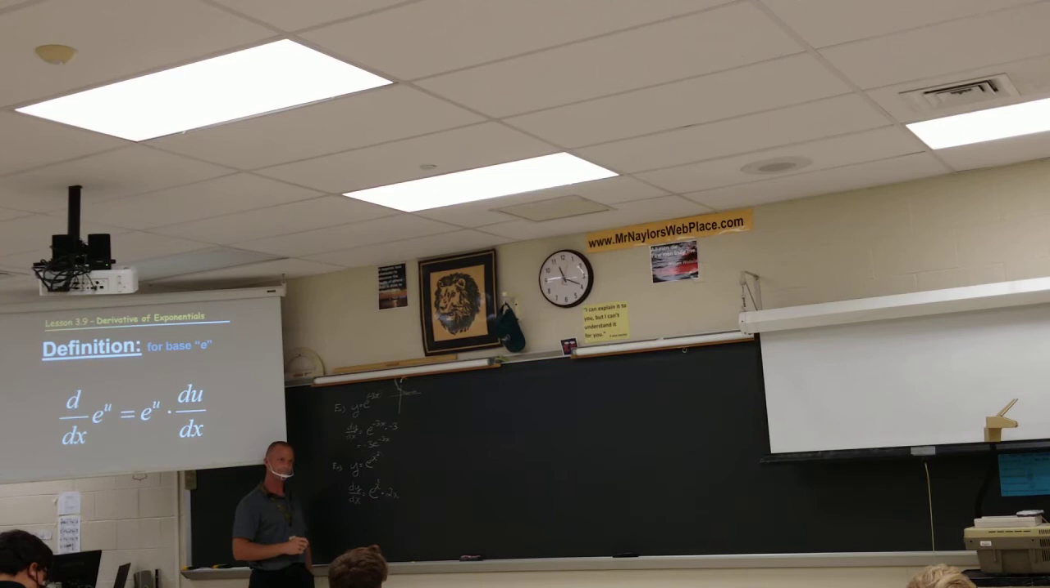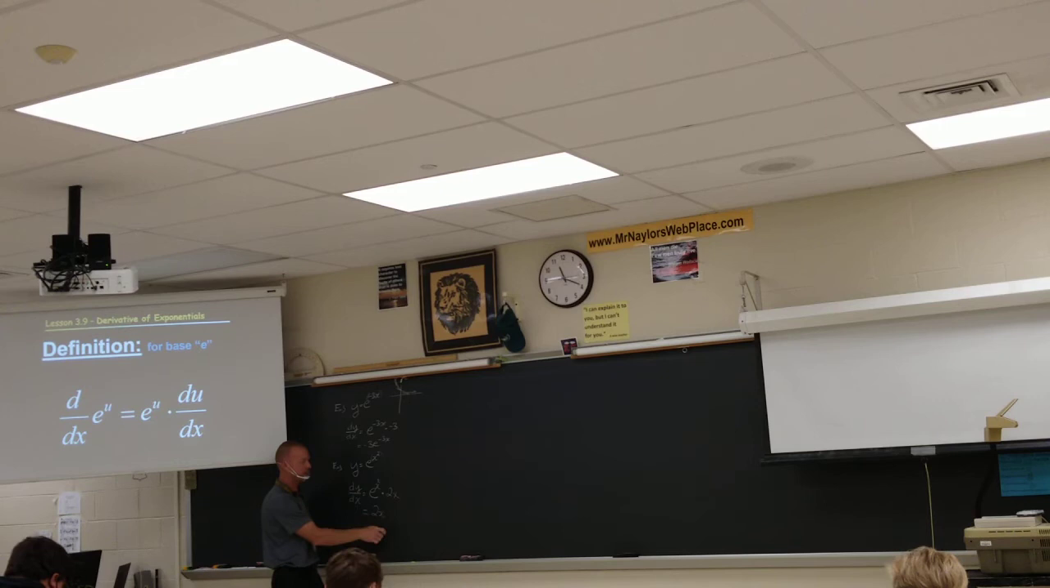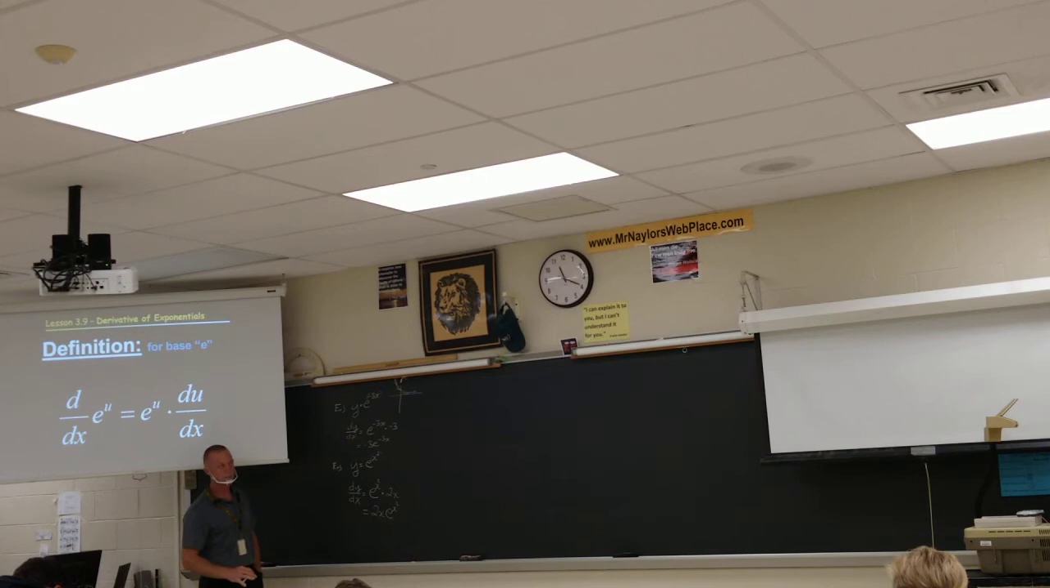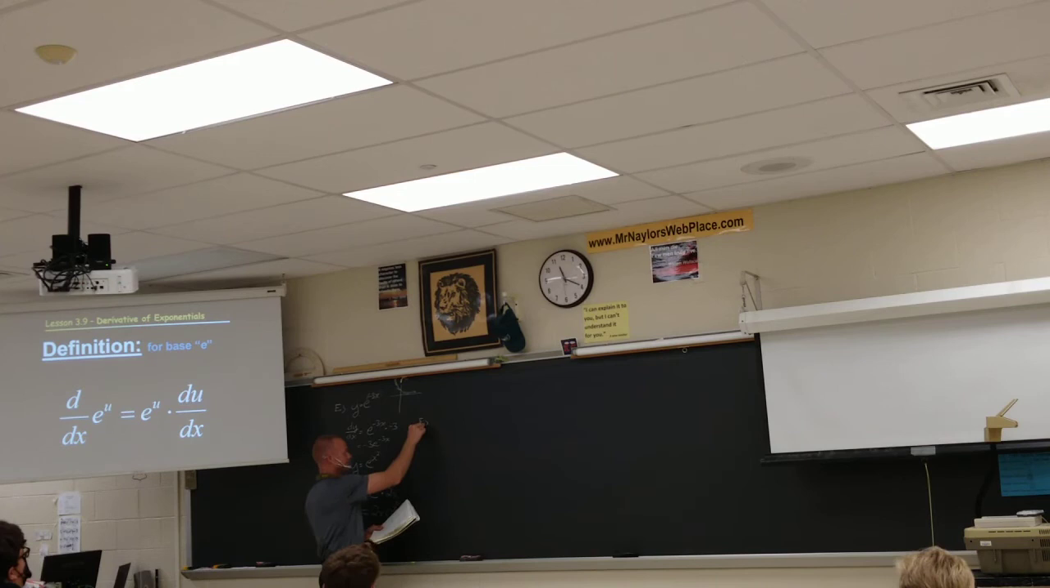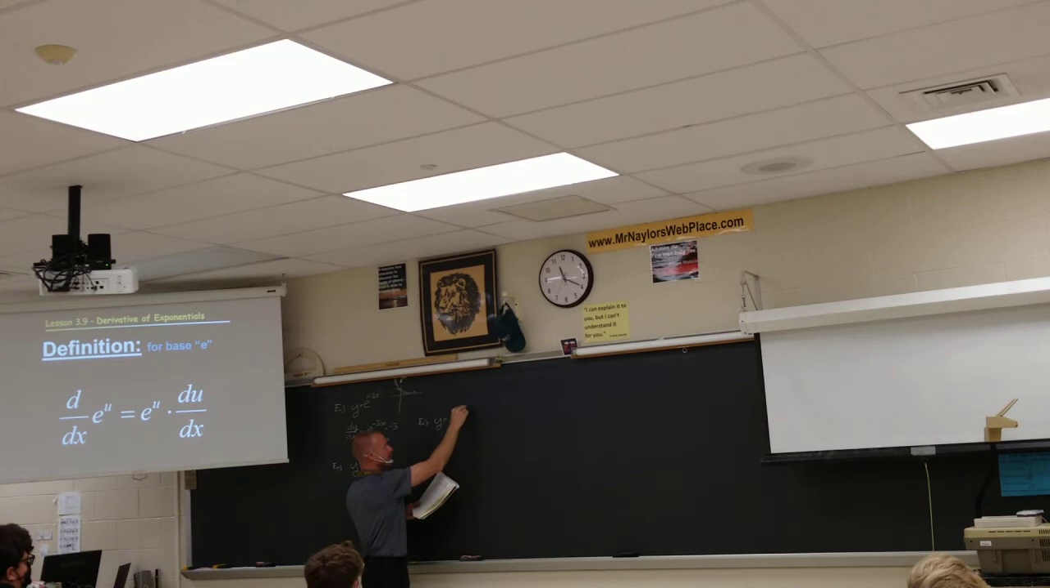Listen, you can leave that answer how it is. I am rewriting it because it is typical to see what we would call a power function before you see an exponential function. It just looks a little better. I'll leave it up to you if you want to rewrite it. So we get 2x e to the x squared. One more. We're having too much fun, so we only have time for one more.